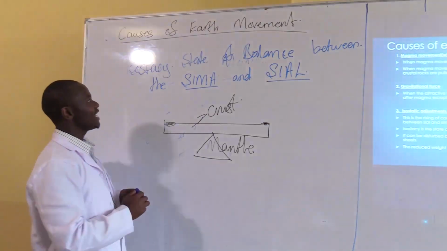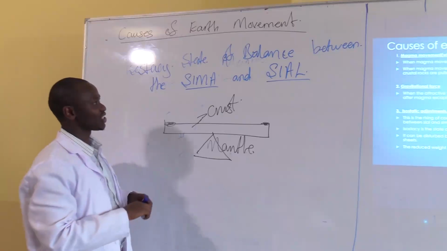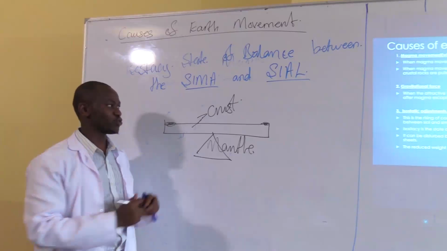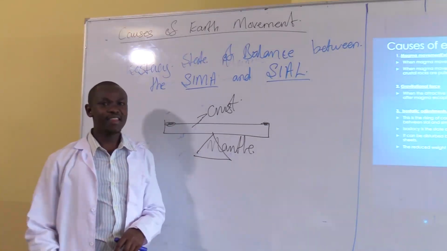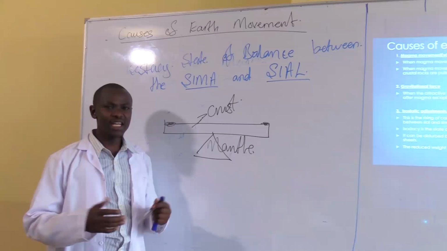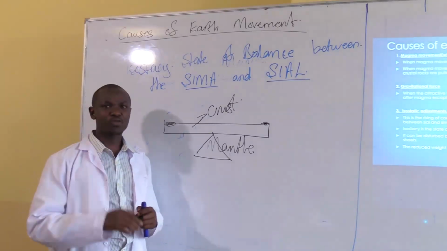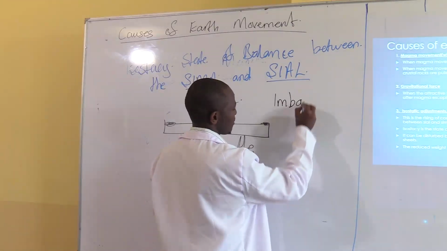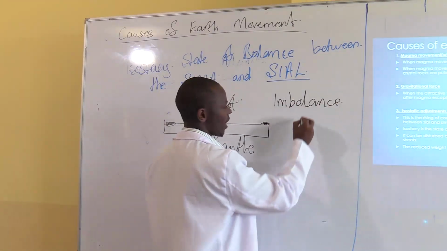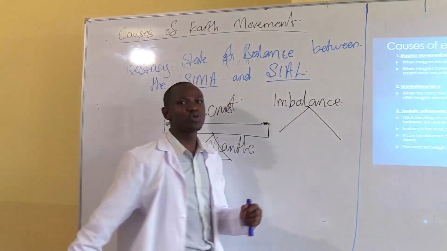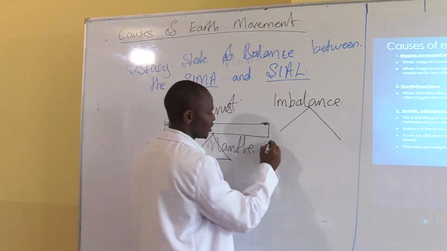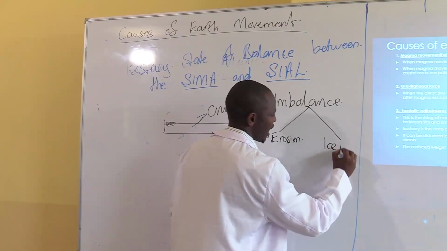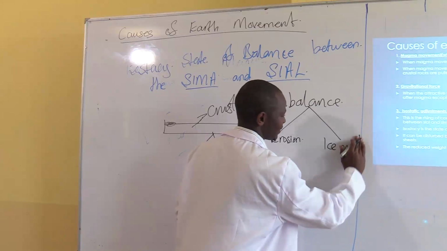And now, for any isostatic adjustment to apply, there has to be that state of imbalance for it to try and balance. In that, isostatic adjustments, for any imbalance to occur, it is as a result of two major reasons. One, we have erosion, and two, we have ice melts.